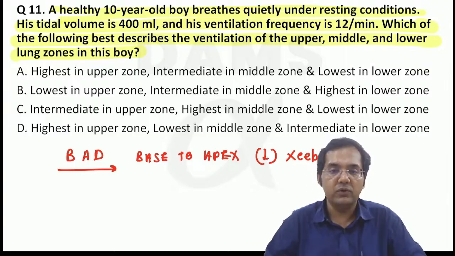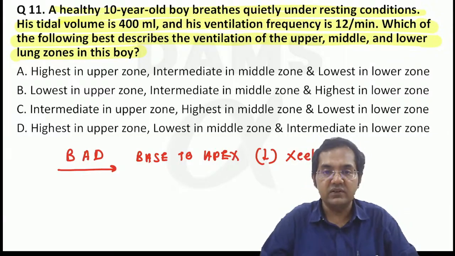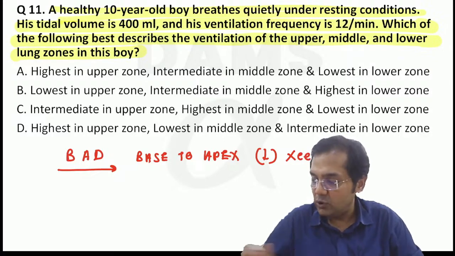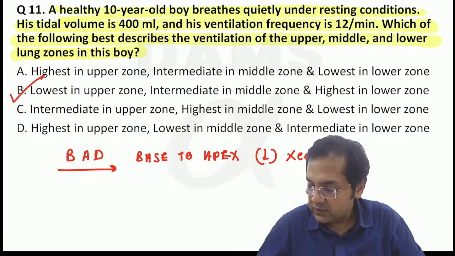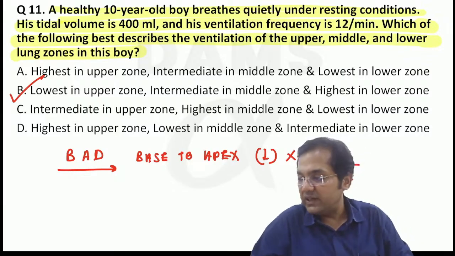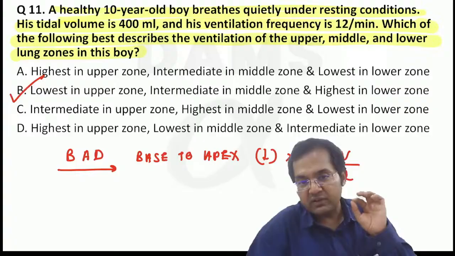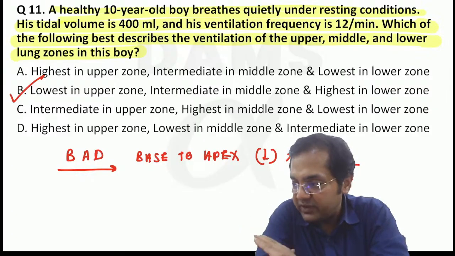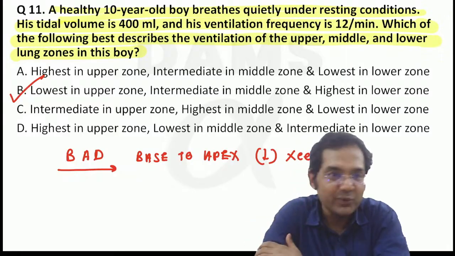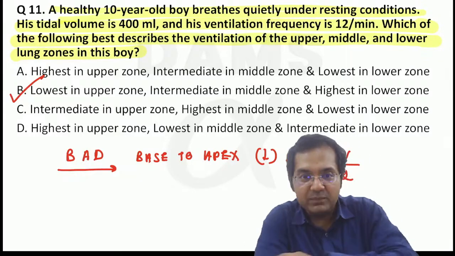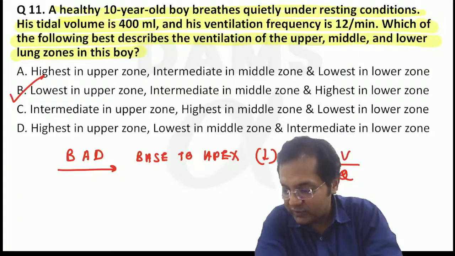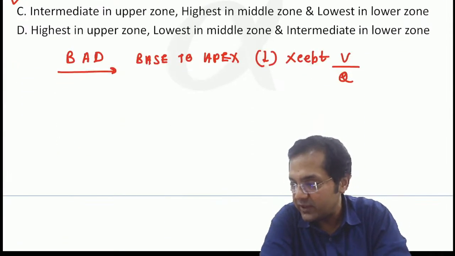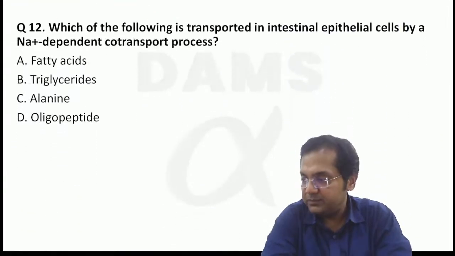VQ ratio. Right? Now let's look at the answer. Ventilation will be lowest in the upper zone, intermediate in the middle zone, highest in the lower zone. If you remember this mnemonic, remember I have told you in class, BAD, so good things will happen to you. So just remember the bad person in your life, the bad guy or the bad girl. So BAD: base to apex, everything decreases except VQ. Good. Let's move to 12.